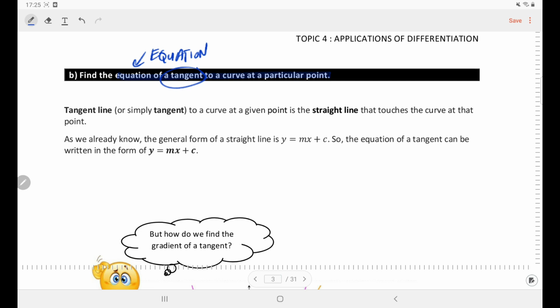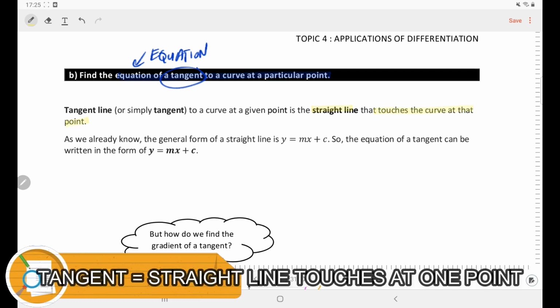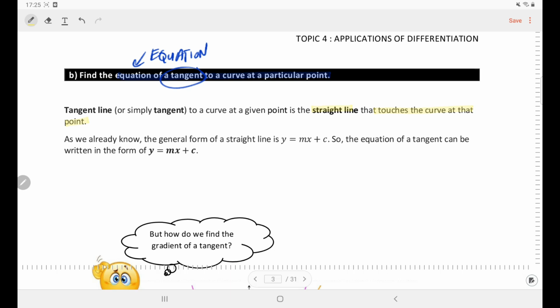So what is tangent actually? So tangent line, okay, mesti guna highlighter. Tangent to a curve is actually the straight line that touches the curve at that point. Maksudnya kita akan ada satu garis lurus, macam tadi satu garis lurus yang menyentuh kita punya fungsi curve, ni any curve, pada satu titik. Okay, at that point. Dia akan ada satu particular point.